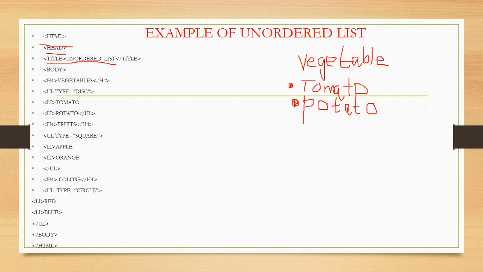Okay, now next heading. What is the next heading I am giving? The colors. H4 colors /H4. Now I can give UL type equal to circle. Sorry, not square, I am giving the circle. Each item of a color should also be specified with the Li tag. So I'll give Li red. Any color you can choose. Li blue. Anything you want to write is given in tag form. Now that also is closed by using /UL.